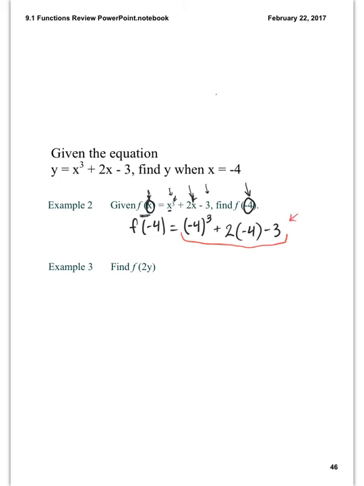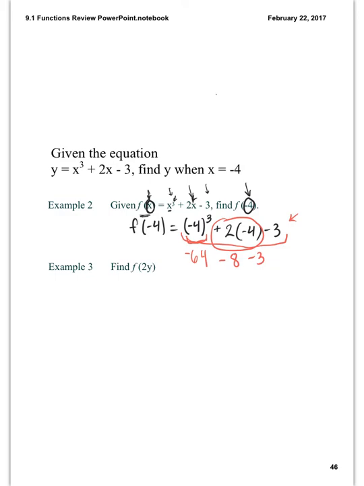So if I was to do this in my brain, however, I know that negative 4 to the 3rd power is negative 4 times negative 4 times negative 4. So that's negative 64. And then I would do negative 4 times 2, which is negative 8. And then I have to minus 3.